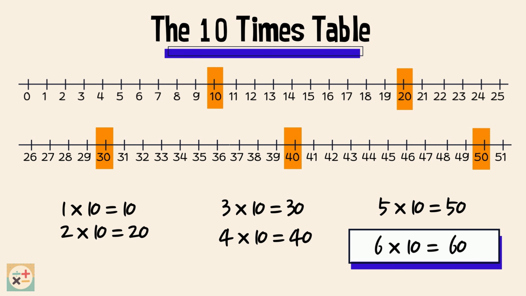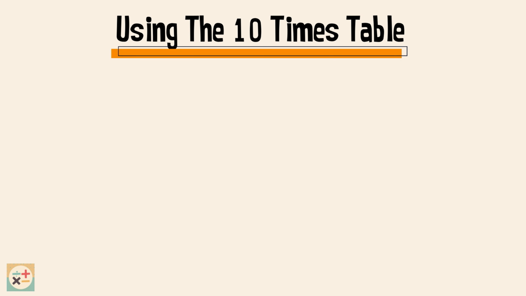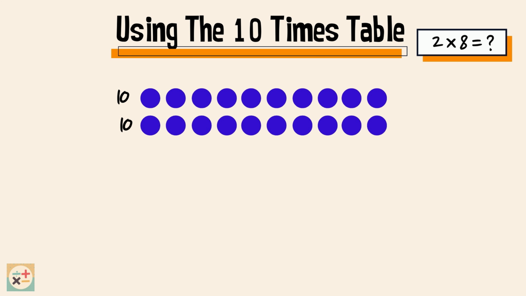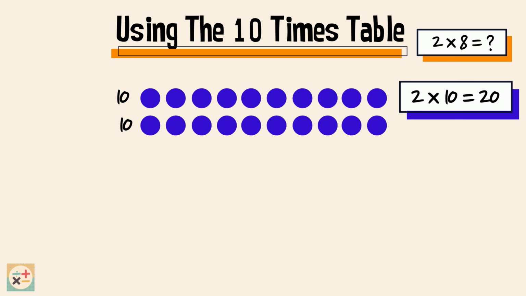Easy. Now, let's see how the 10 times table can help with others, like the 8 times table. Let's look at 2 times 8 to start with. Here we have two lots of 10 counters, representing 10 times 2, which equals 20. But to find 8 times 2 we need two lots of 8 counters. How can we turn these 10 counters into 8?